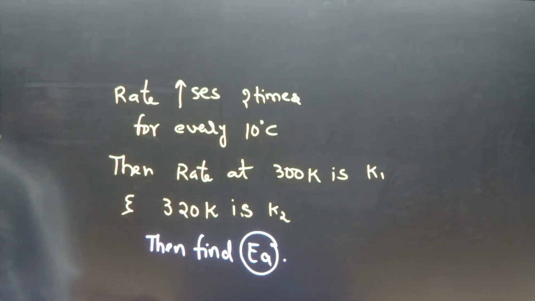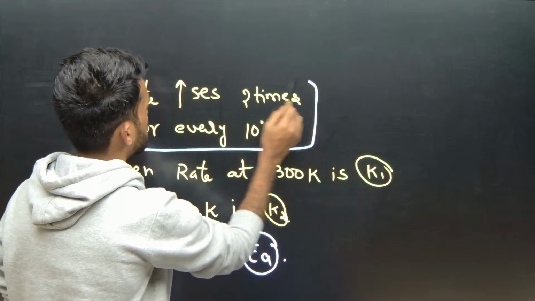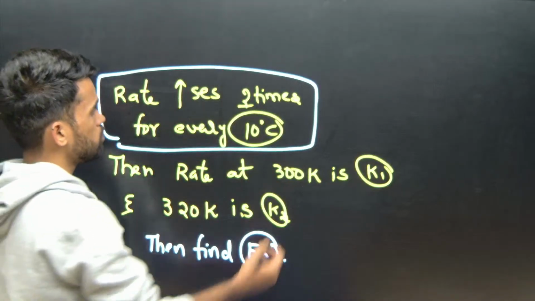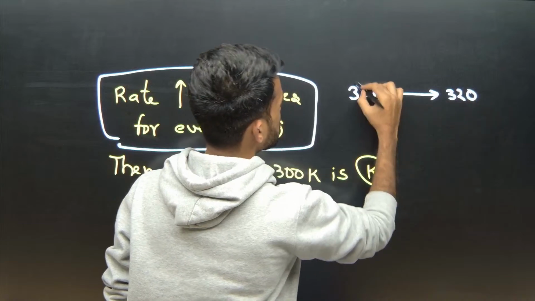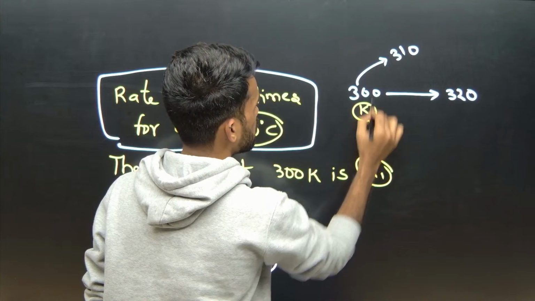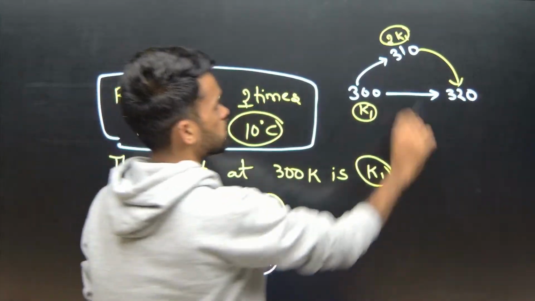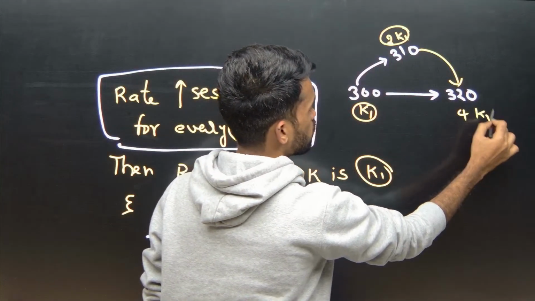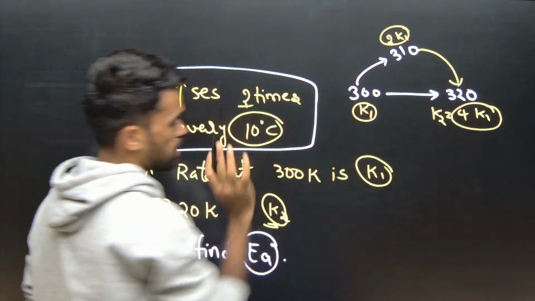So first of all, you need to get the relation between this K1 and K2 by using this particular data. For every 10 degrees Celsius, as I told you, the rate increases 2 times. I have given 300, and it is increasing up to 320. So from 300 to 310, if it is K1 here, it becomes 2K1 here, and it is increasing up to 320. Therefore again a 10 degree rise means again 2 times increase, so it becomes 4K1. So what is our K2 finally? K2 will be 4K1, and this is K1, that's it, we got.